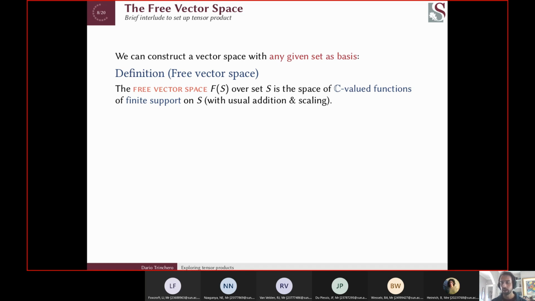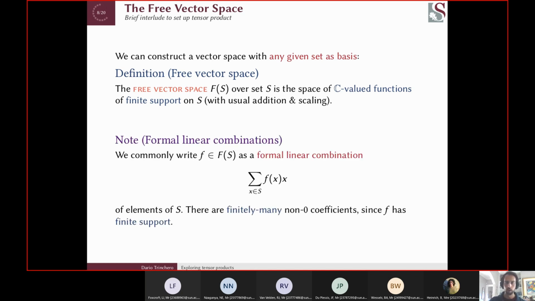So there are finitely many things from the set for which the function is non-zero. Okay, how is this the same as the formal linear combination interpretation? Well, it's actually a really simple correspondence. In the formal linear combinations, we just think about the complex valued function as giving these coefficients of the expansion. And of course, there are finitely many non-zero coefficients precisely because f has finite support, and that's why it has to have finite support, so that we don't end up with linear combinations that are infinitely long.